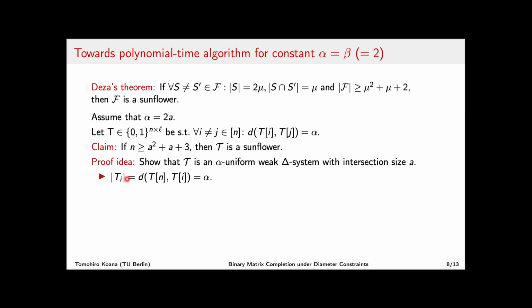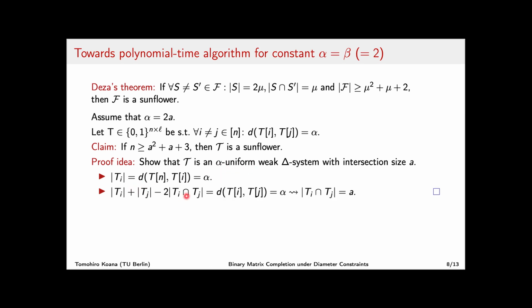So observe that the cardinality of Ti, where Ti is some set in the calligraphy T, is equal to the distance between the nth row of T and the ith row of T, and this is by assumption equal to alpha, which shows that the calligraphy T is alpha uniform.